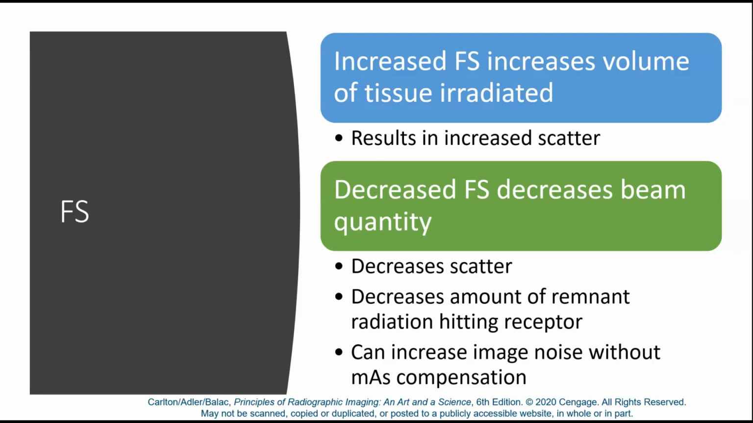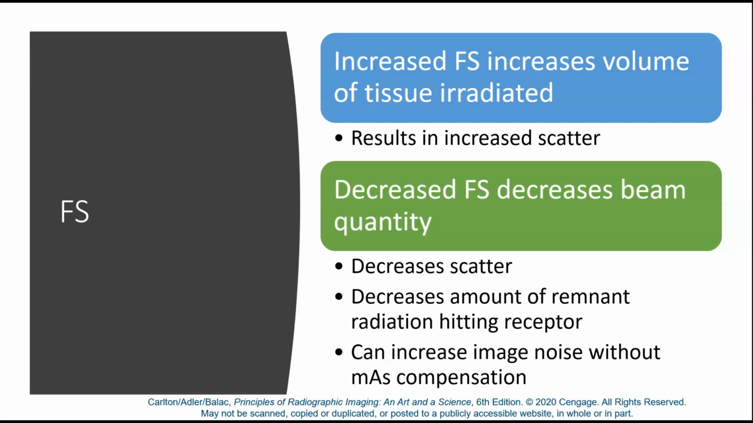So if you decrease your field size, you're decreasing the amount of scatter radiation. You're decreasing the amount of remnant radiation hitting the image receptor, and it can increase the noise. So remember, we talked about noise. Quantum mottle, quantum means number, right? And mottle is noise. So if we take the quantum mottle, if we decrease our field size, we're reducing the number of photons by using our lead collimating shields, right? So they're blocking photons from hitting the image receptor.